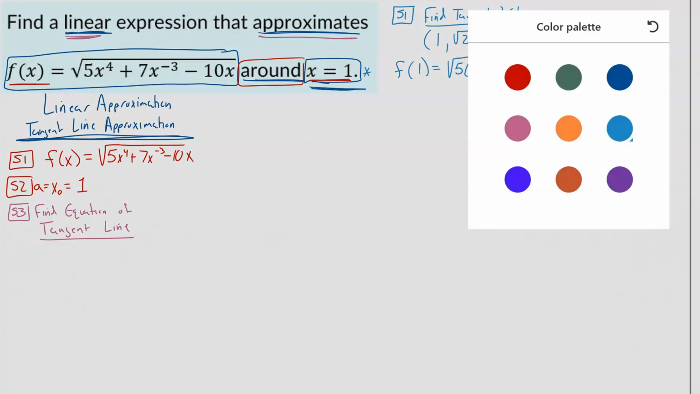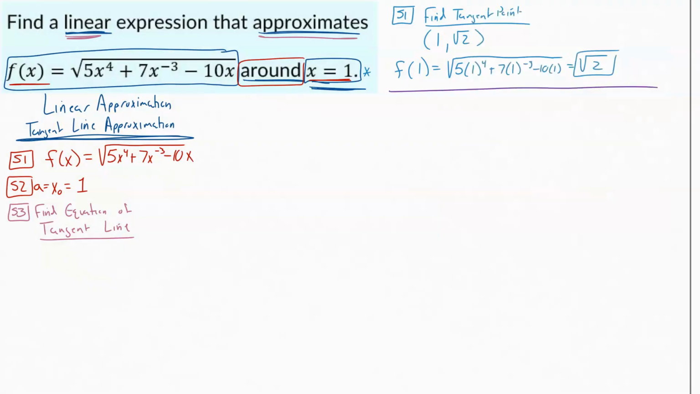Step 2 of the process, where again, in this situation, the real heavy lifting comes in, is to find our derivative. So we need to find f prime of x. You'll take the equation that they gave you, f of x equals the square root of 5x to the fourth plus 7x to the negative 3, all of that minus 10x, and all of that under the square root.